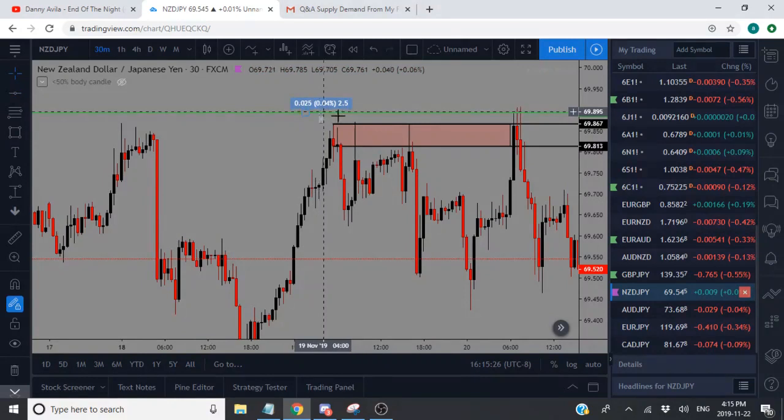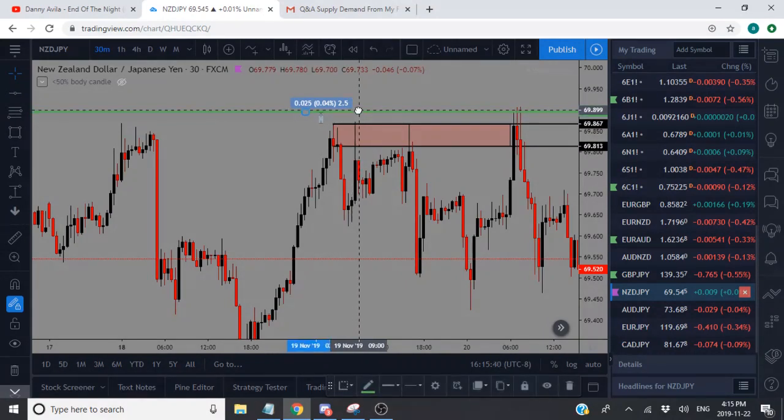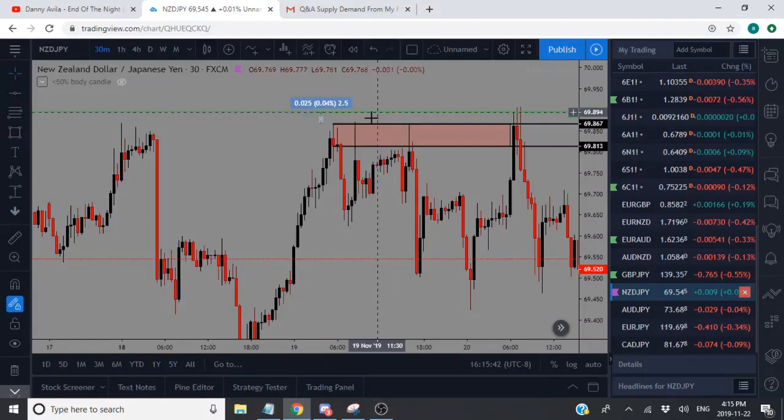Stop was up here, enough for the spread once price was all the way up here at one time. So it has to make sure it covers that spread too, so I don't get stopped out. So it covered the spread. This is where my stop was, just above the zone by 2.5 pips. I got filled, and where was my first target?